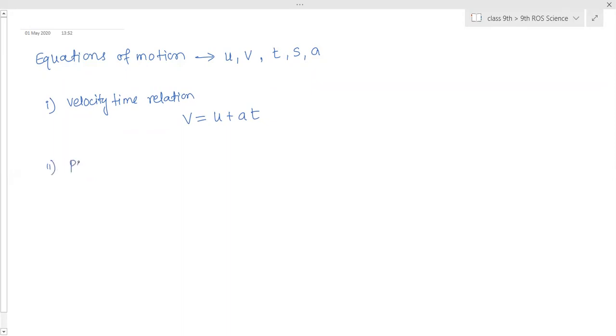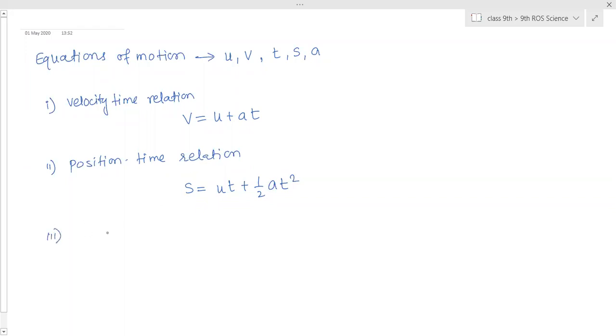Second is the position time relation. It gives the position, that means distance covered. So s is equal to ut plus half at square. S, distance covered, is equal to u, initial velocity, into time duration, plus 1 by 2 into acceleration into square of time. So this is the second relation, the position time relation.